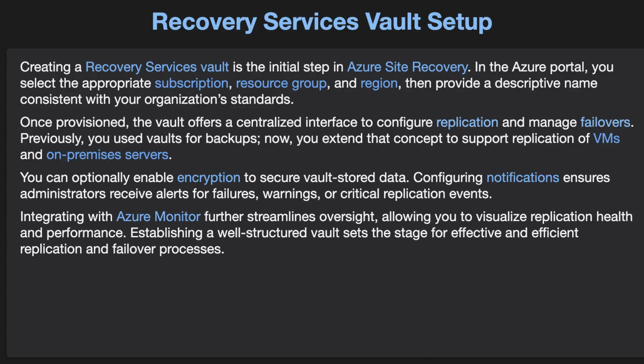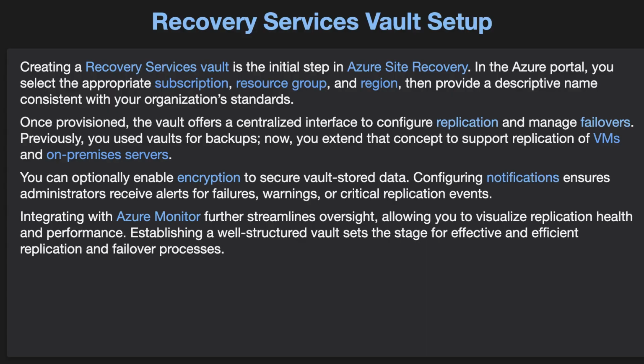In the Azure portal, you select the appropriate subscription, resource group, and region, then provide a descriptive name consistent with your organization's standards. Once provisioned, the Vault offers a centralized interface to configure replication and manage failovers. Previously, you used Vaults for backups. Now, you extend that concept to support replication of VMs and on-premises servers.